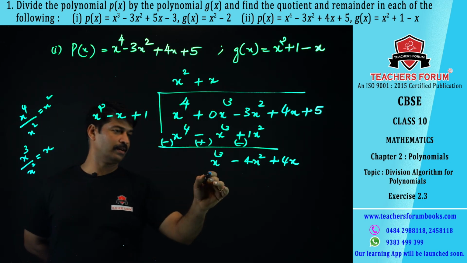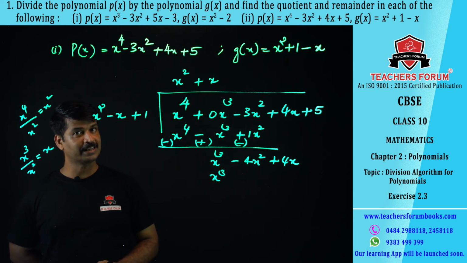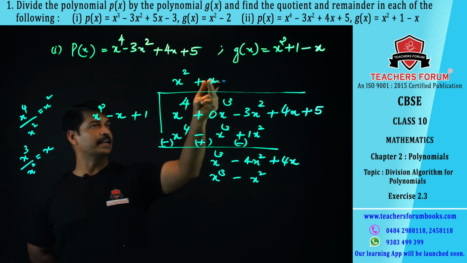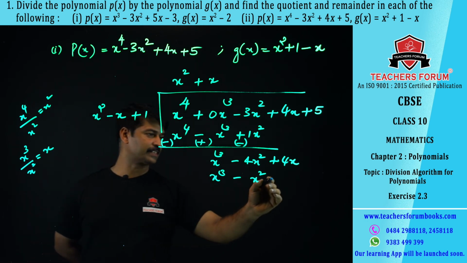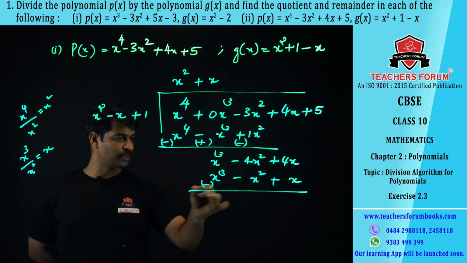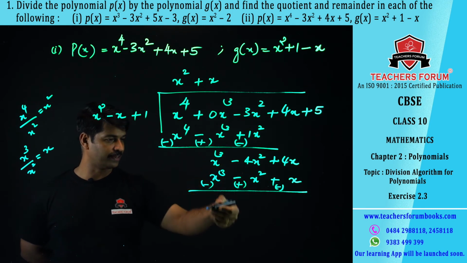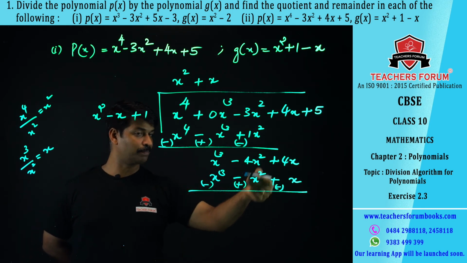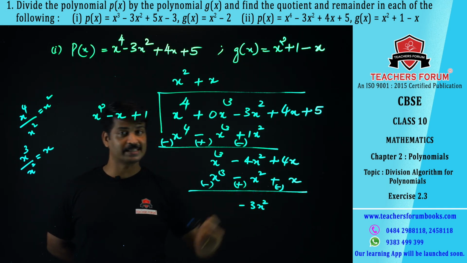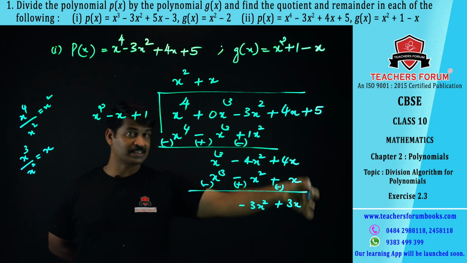Now x into x square, x cube. x into minus x, x into x, x square. So x into minus x, minus x square. x into plus 1, plus x. Next step, subtract. Change the symbol. Plus becomes minus, minus becomes plus. Plus becomes minus. Just add. When you add, 0. Minus 4x square plus x square, minus 3x square. Plus 4x minus x, plus 3x. Okay. Bring the next term down.